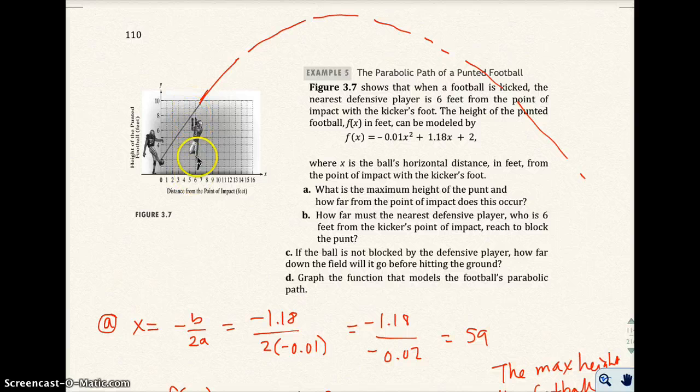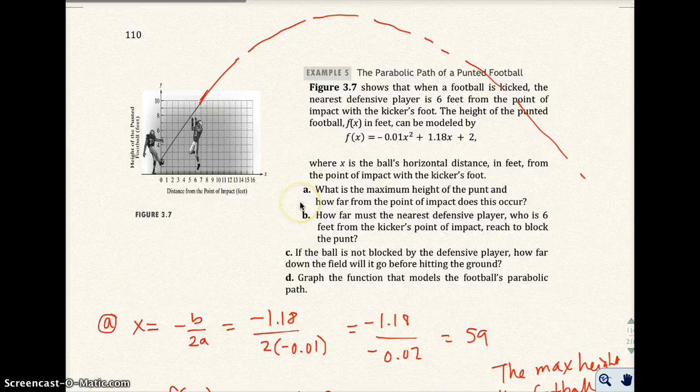So that's really important to know, especially if you're on a football team and you're coaching. You want that player to be able to reach a little over 8 feet, about 9 feet, to block that punt. Now if he's farther away, 9 feet from the point of impact, you have to reach a little bit higher. And the closer he is to the punter, the lower he has to reach. So he doesn't have to reach that far if he's close to the football.